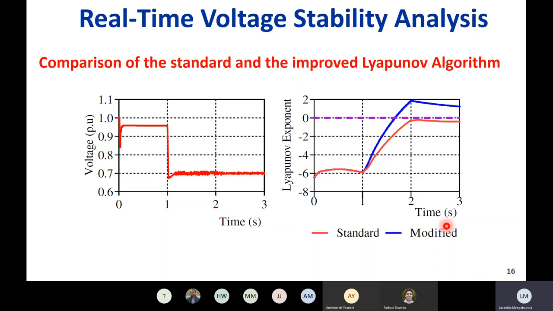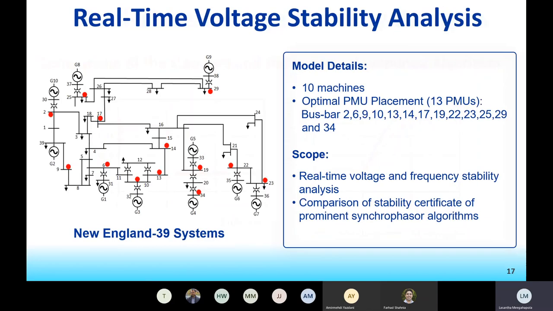Then we used the standard IEEE 39 bus system, and we ran an algorithm to identify the critical nodes. It is not feasible to install PMUs on all 39 bus bars, because that is not a feasible way of measuring the real-time stability of the network. We have to always find the optimal locations, and there are techniques to do that. We used the integer programming method to identify the critical nodes.